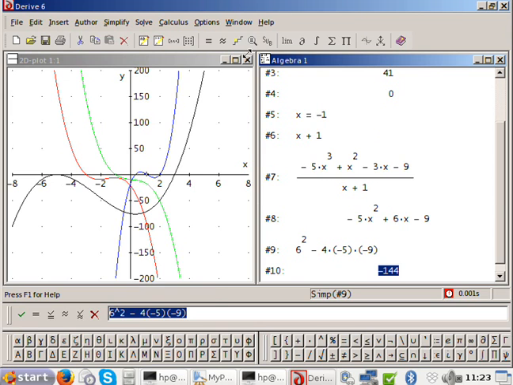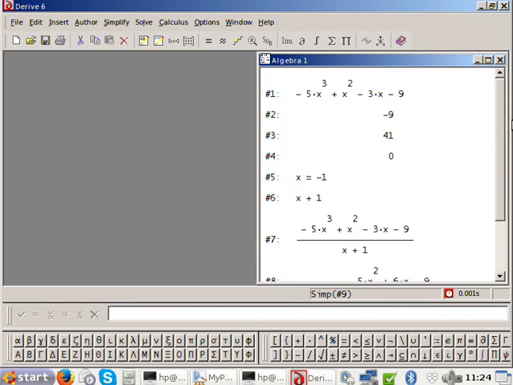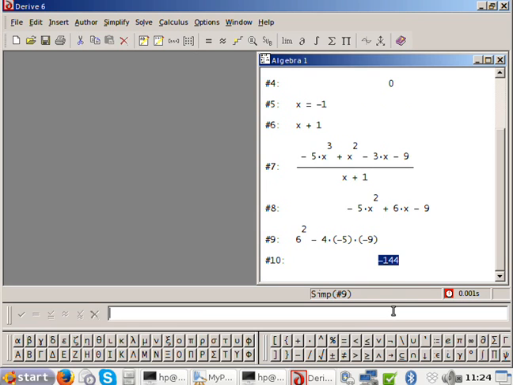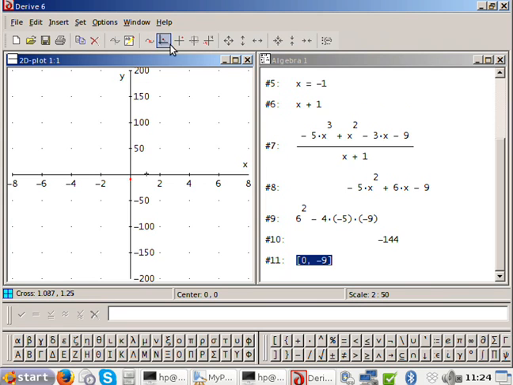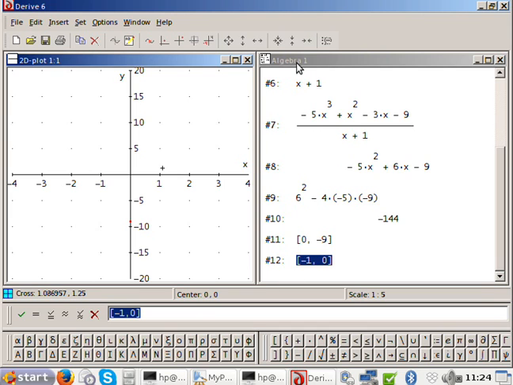So let's just summarize what points we have. The first point we have is 0, minus 9. Can you see that there? Oh, sorry, it's gone. Can you see that there? 0, minus 9. The second point we have is minus 1, 0. That was the root here. And then we plot that. There it is, the blue one.